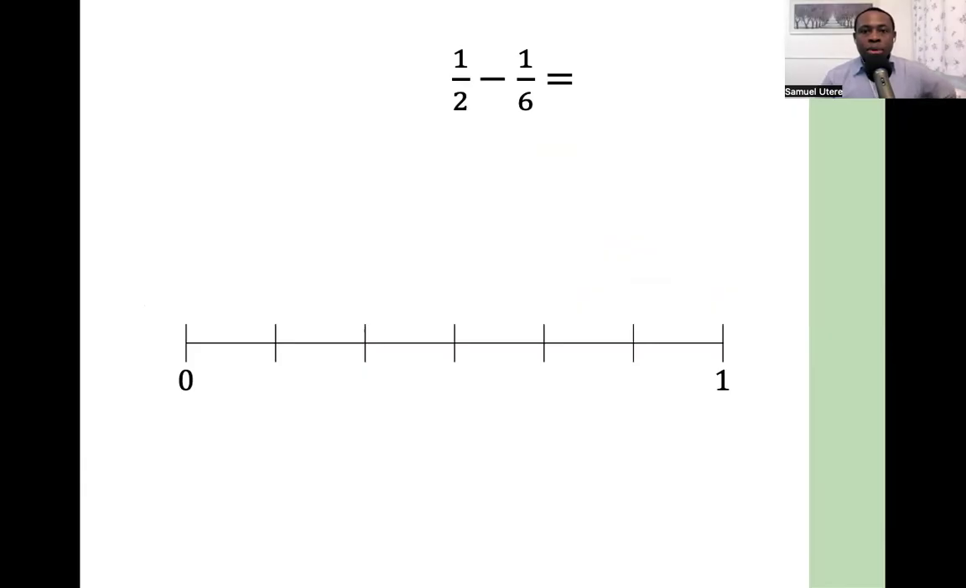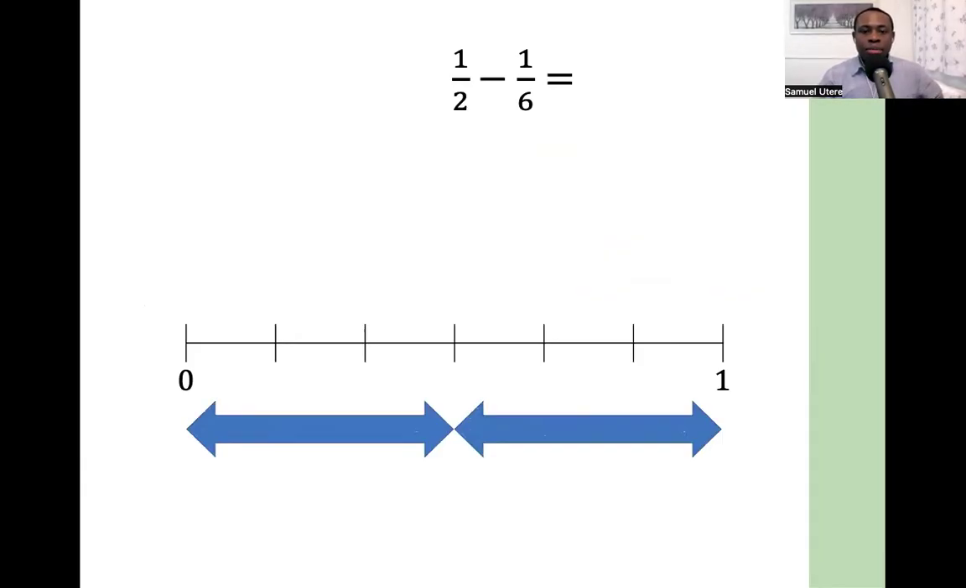What about this one? How do we use a number line to help us with calculations like this? Well, if you think about it, a half is actually halfway between 0 and 1. But 1/6, you can see that we have 1, 2, 3, 4, 5, 6. So 1/6 is just one part of that.